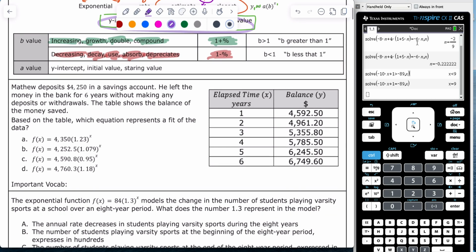So let's go ahead and take a look at the first question. It says, Matthew deposits $4,250 in a savings account. He left the money in the bank for 6 years without making any deposits or withdrawals. The table shows the balance of the money saved. Based on the table, which equation represents a fit of the data? So I know I have a table. When I have a table, I want to go to Desmos.